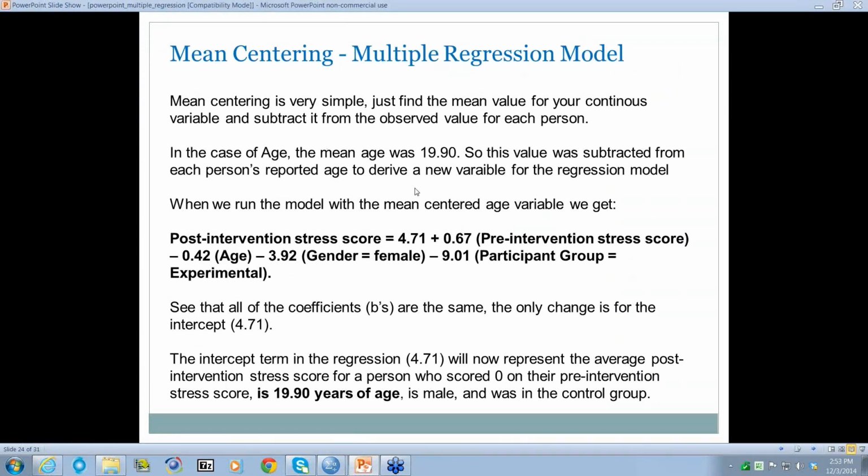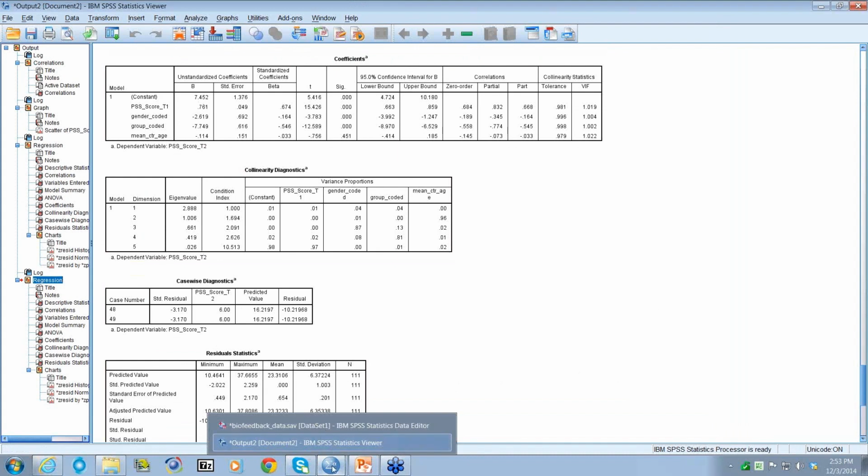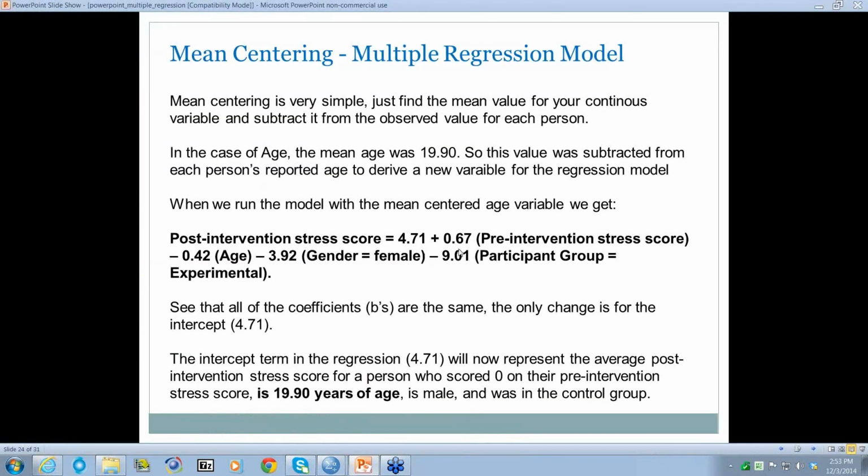So we did the mean centering. And when we run it, I somehow got this. Let me see, did I get that this time? So it said the constant was 4.71. See, it's different here. Okay, so I don't know what I did. Maybe I opened up the wrong data set. Okay, but let's go ahead and assume that our B values were actually these values. Well, now we have our new post-intervention stress score with a 4.71, and before I think it was 2 point something.